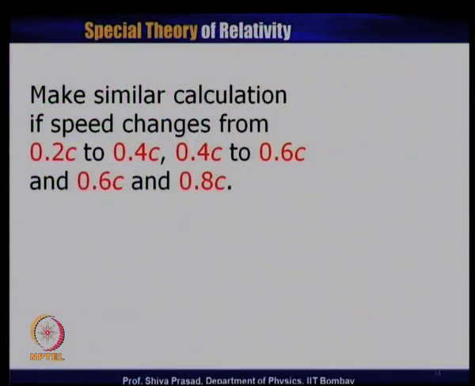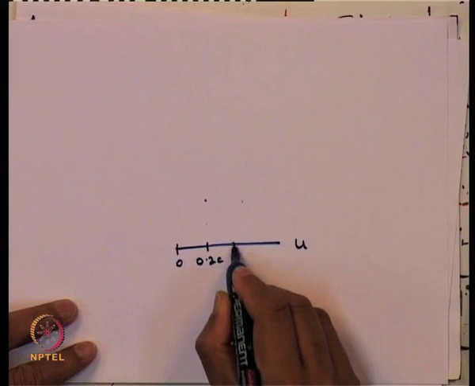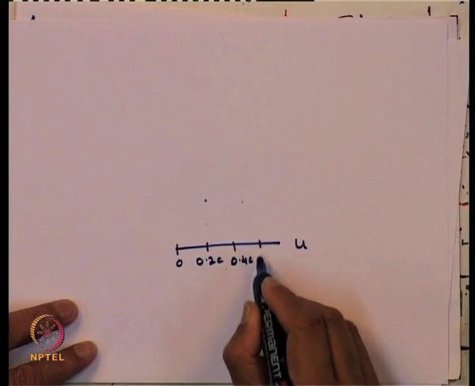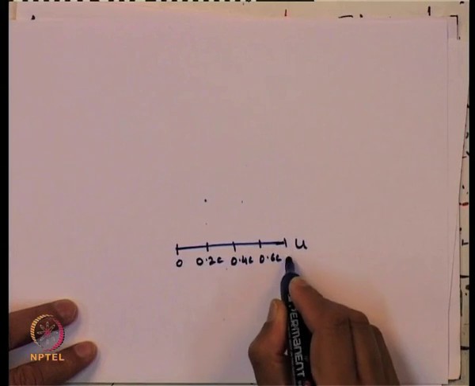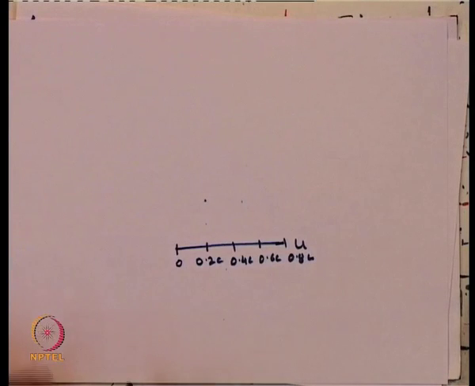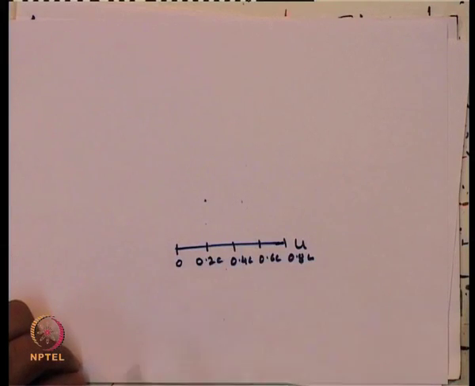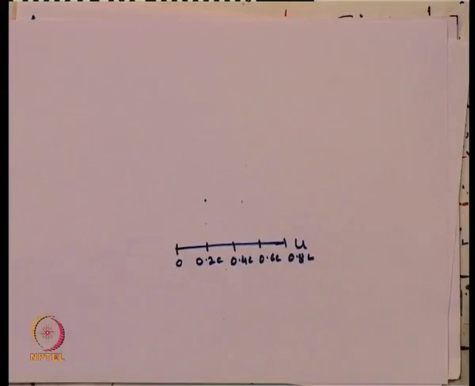Now we would also like to make a similar calculation if the speed changes from 0.2c to 0.4c, and then 0.4c to 0.6c, and then 0.6c to 0.8c. It means the speed interval is the same, 0.2c. So we go from 0 to 0.2c. If we plot speed, we go from 0 to 0.2c, then 0.2c to 0.4c, 0.4c to 0.6c, and then 0.6c to 0.8c. So the velocity intervals are the same, the force is the same. I am interested in finding out the time the particle will take to go from here to here, from here to here, from here to here. That is the question.